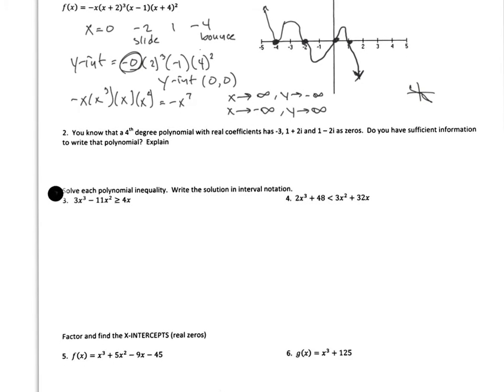For number 2, it's just a theoretical question. We have a 4th degree polynomial, with real coefficients rather, and we have the roots. This would be x plus 3, would be a factor, then we'd have x minus 1 plus 2i. I know we haven't done this, but you know the ideas for the complex, 1 minus 2i. You know that complex roots come in conjugate pairs. We have no way of knowing what this 4th root would be, so the answer is no.